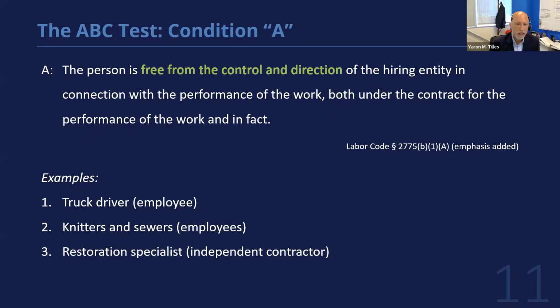In Fleece on Earth versus Department of Employment and Training, knitters and sewers were provided with all the patterns and materials to make children's clothing. Even though the workers were allowed to work at home at their own pace and hours, they were deemed employees because they were given a pattern to follow and were expected to stick to it.